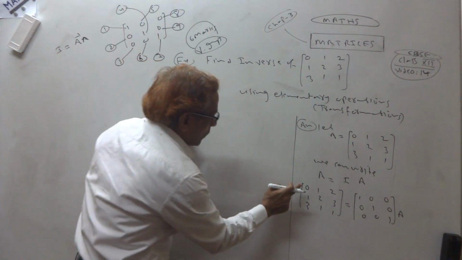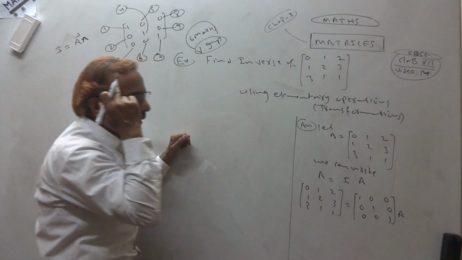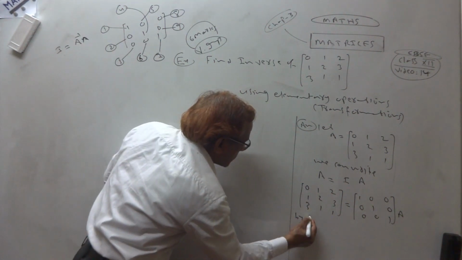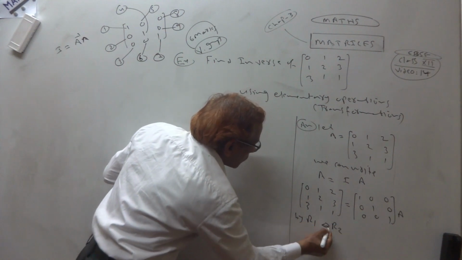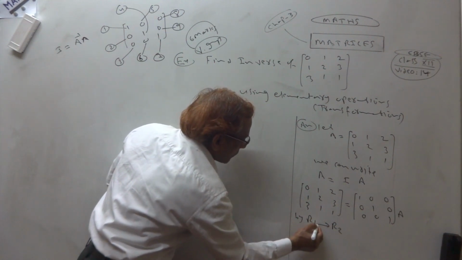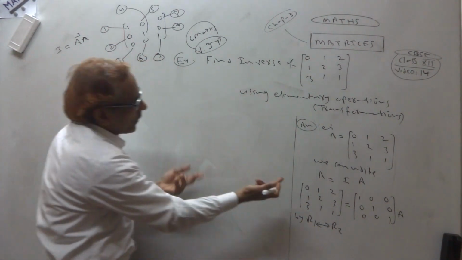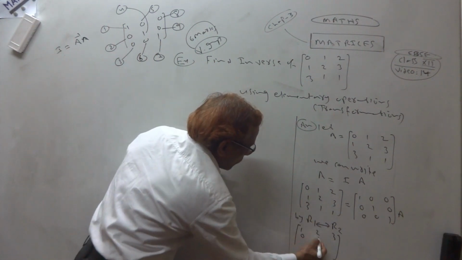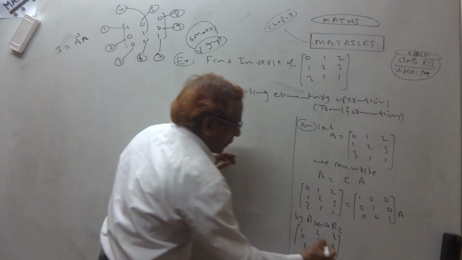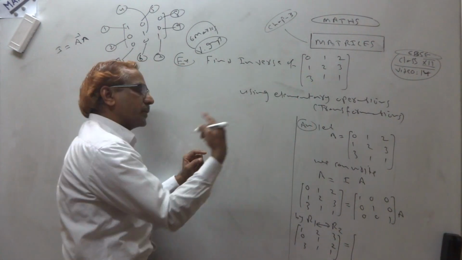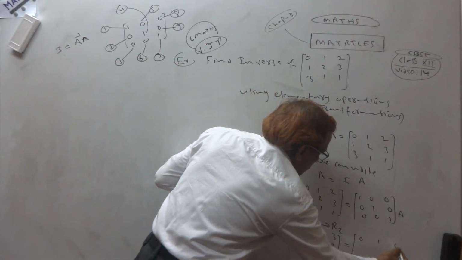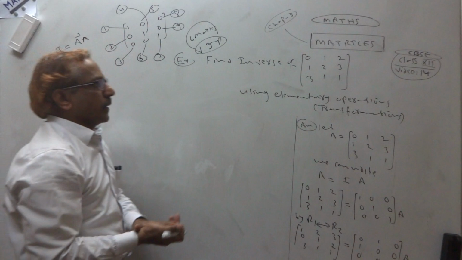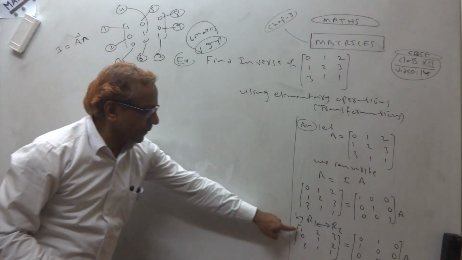So we start. I should get 1 here. How can I get 1 here? We interchange these two, one easy application: R1 and R2 are interchanged. So I will get 1 here. That gives 1, 2, 3; 0, 1, 2; 3, 1, 1. When you change the left side, the right side also we have to change: 0, 1, 0; 1, 0, 0; 0, 0, 1.